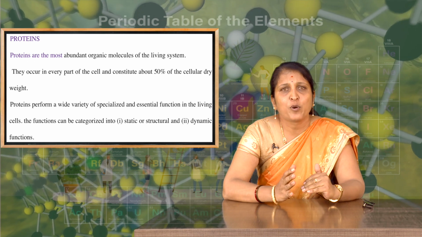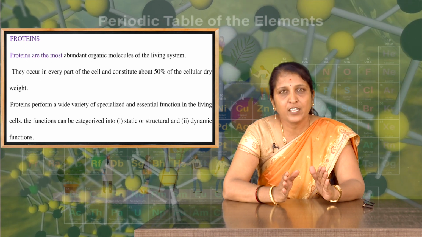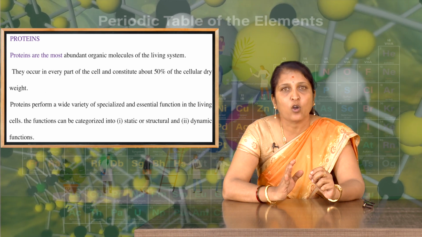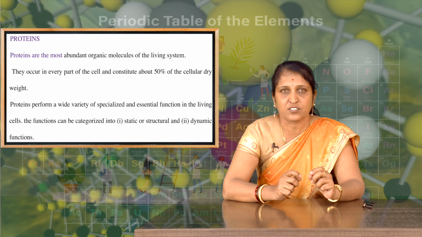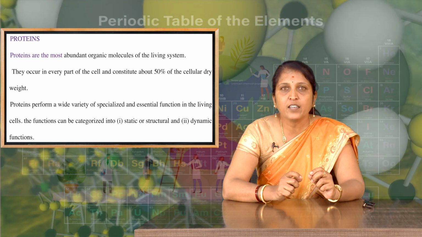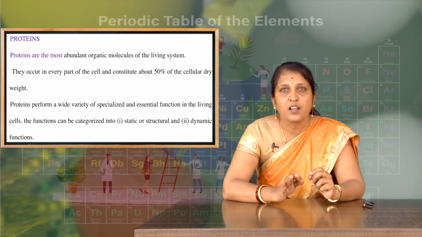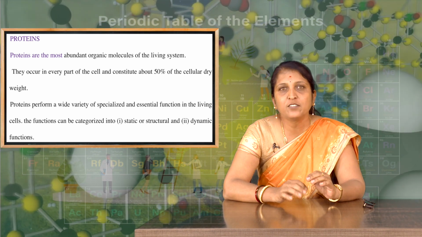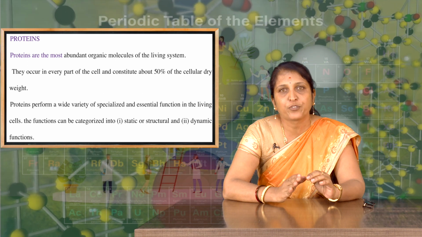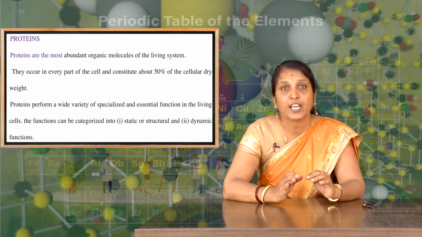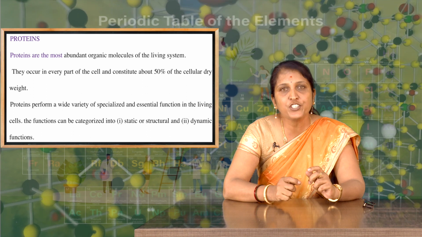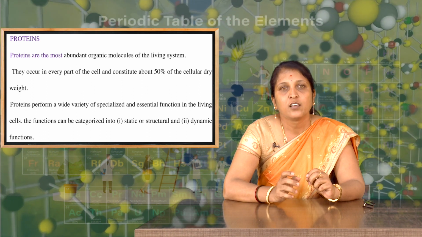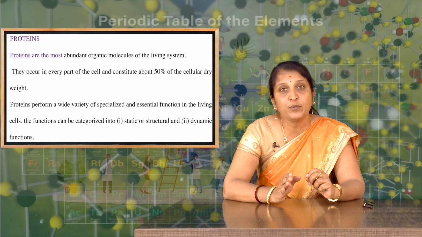Next, we move to know about the very important organic compound, protein. Proteins are the most abundant organic molecules of living systems. They occur in every part of the cell and constitute about 50% of cellular dry weight. Proteins perform a wide variety of specialized and essential functions in the living cell. The functions can be categorized into static or structural function and dynamic function.